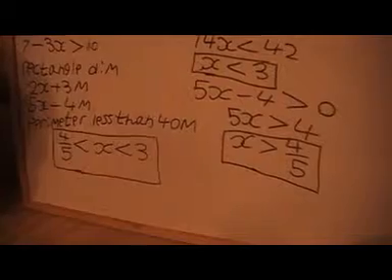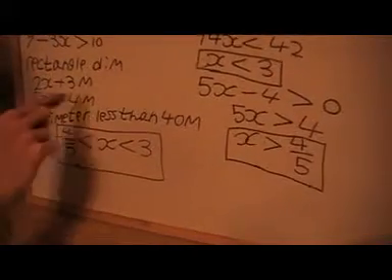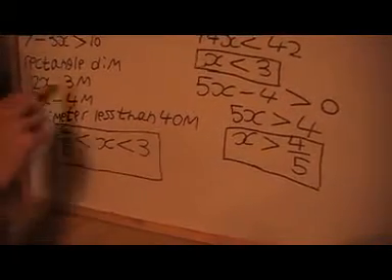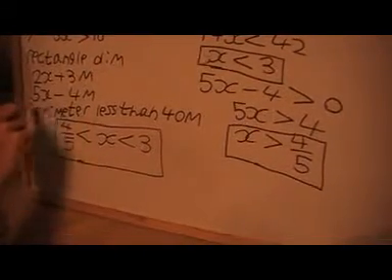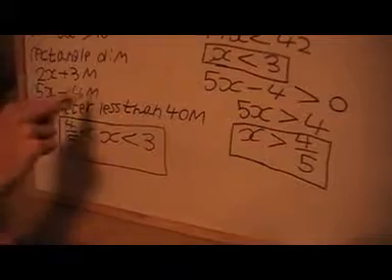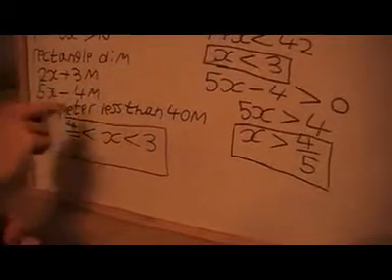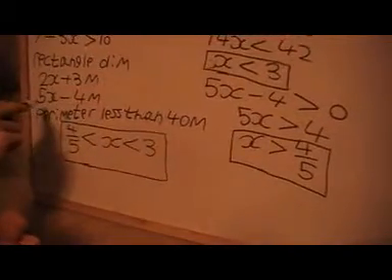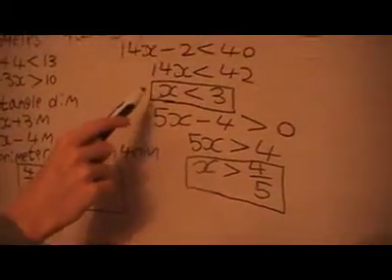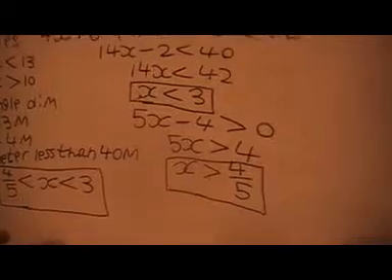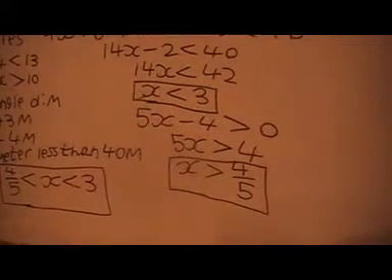Because this here can't be a negative number. Otherwise, any x less than 3 would be a solution. But common sense tells us that negative lengths aren't allowed.